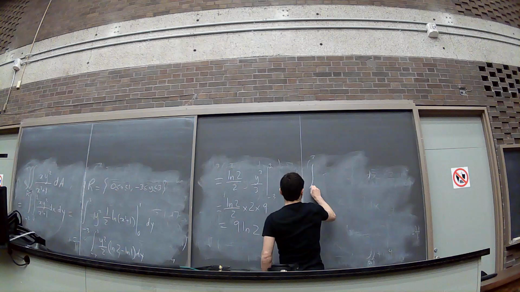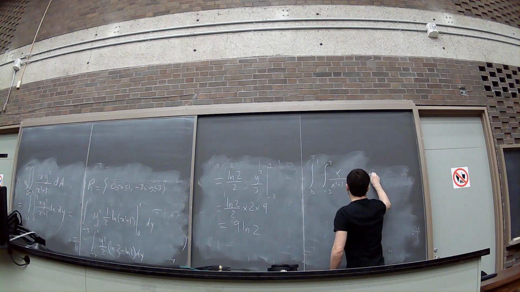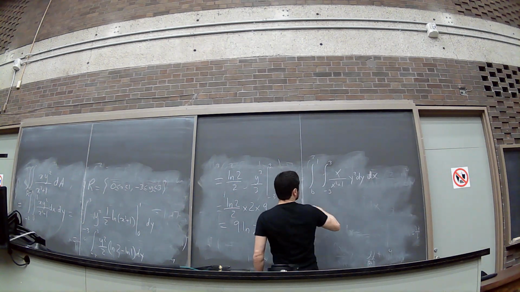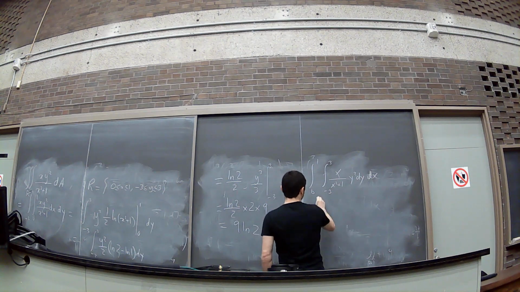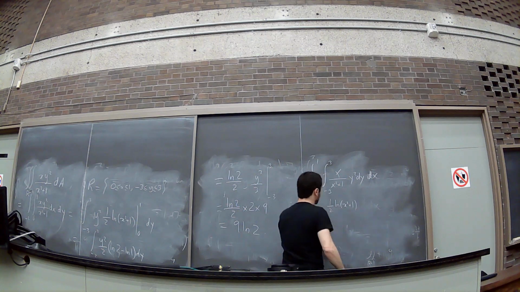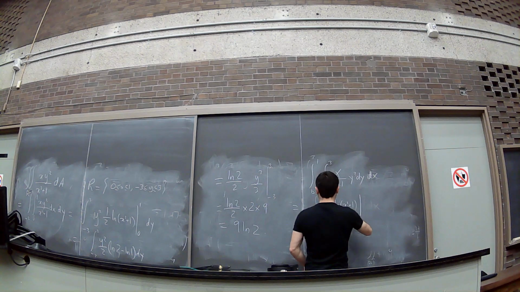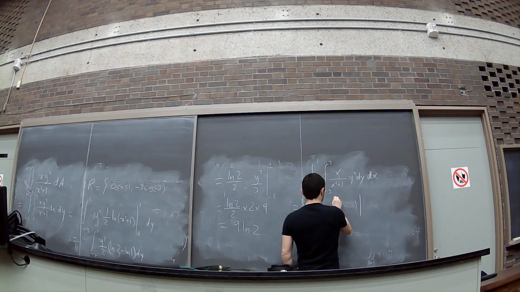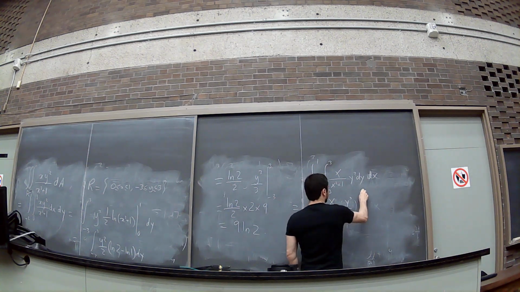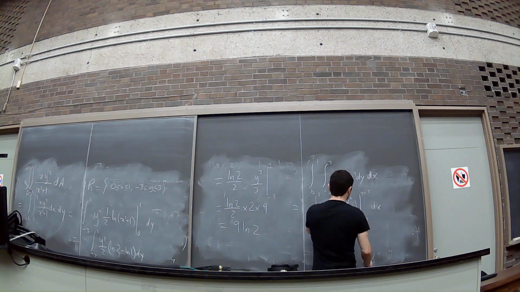So how do I start? I start with the integral from 0 to 1, minus 3 to 3, x over x squared plus 1, and then I have y squared, dy dx. So 0 to 1, x over x squared plus 1, y cubed over 3 from y equals 3 to y equals minus 3, dx. So what do you get here?